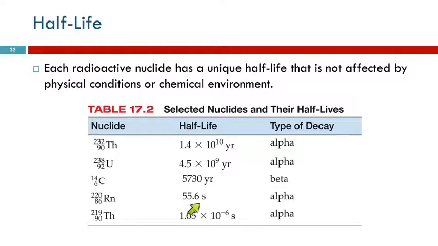Radon-220, just under a minute. Thorium-219, 1 times 10 to the minus 6 seconds. That's a microsecond. So half-life can vary tremendously, from microseconds to billions of years.